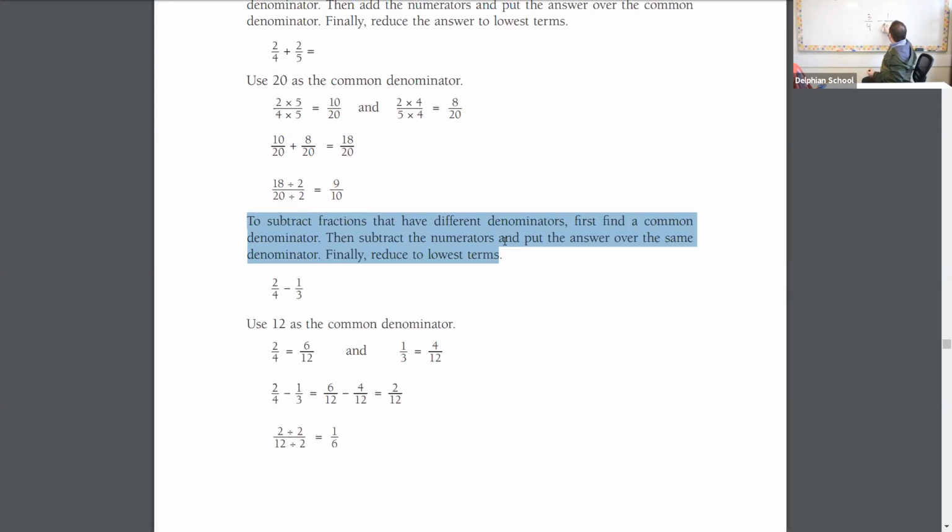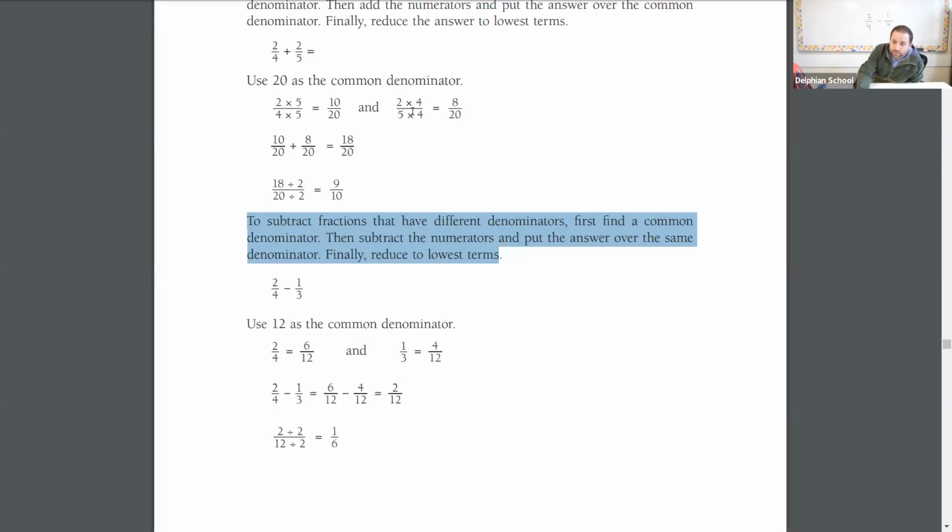Let's go actually even easier. We have 3/4 minus 1/4. So we have to first find a common denominator. Done! We already have that, right? Next, we have to subtract.